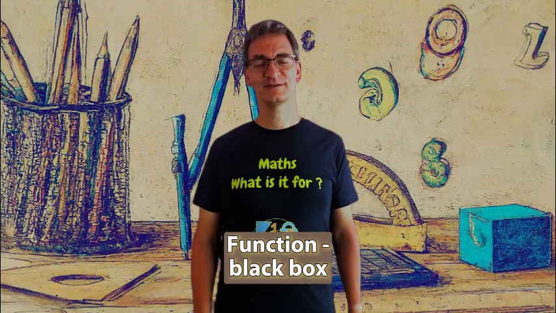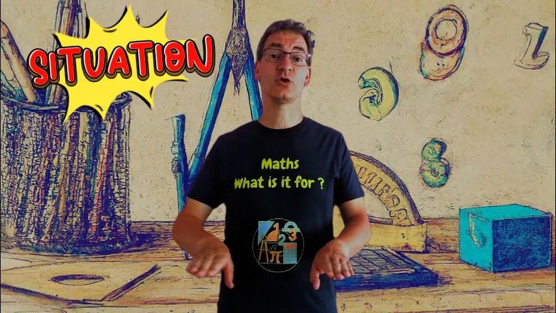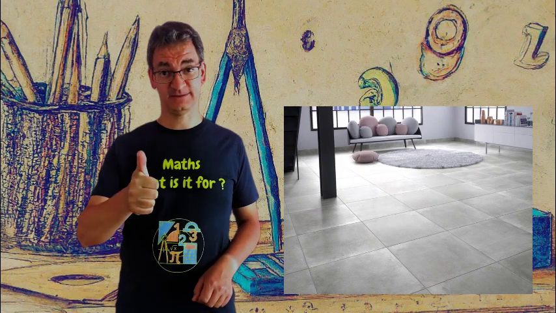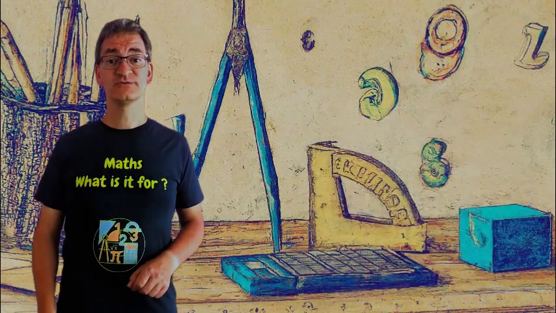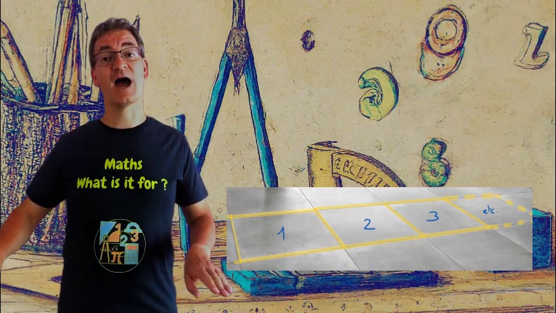A function, what is it for? Consider the following situation. We would like to lay square tiles on the floor, all identical with size 1 unit. A row of tiles is formed, all spaced out in the same way by grout.